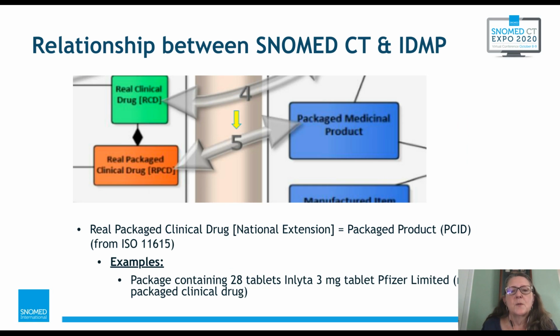And the next one is a real packaged clinical drug. Again, that would be something that would be found in a national extension because it will be specific to a country or jurisdiction. That's equivalent to a packaged product or PCID from ISO 11615. And to further detail out the Inlyta example, this would be something like a package containing 28 tablets of Inlyta 3 milligram tablet manufactured by Pfizer.